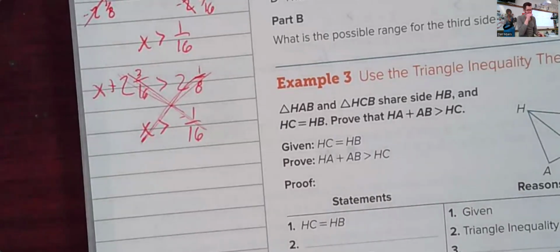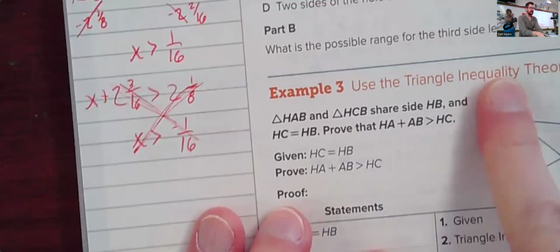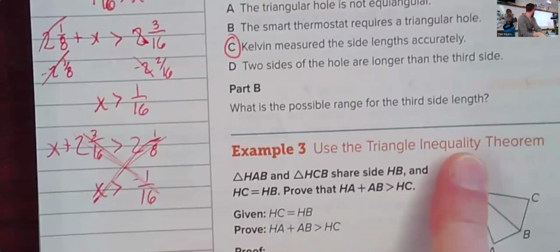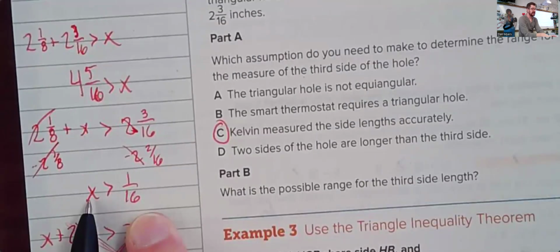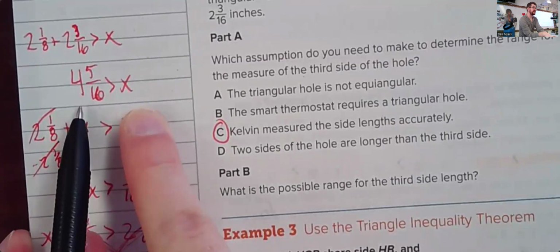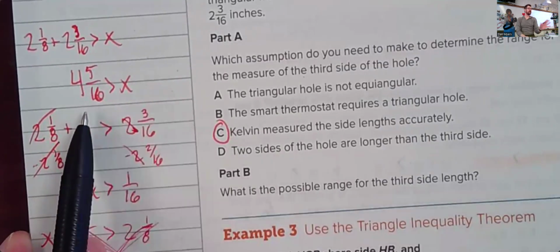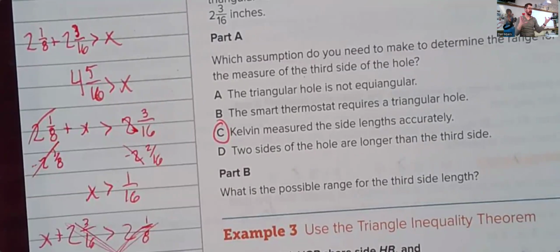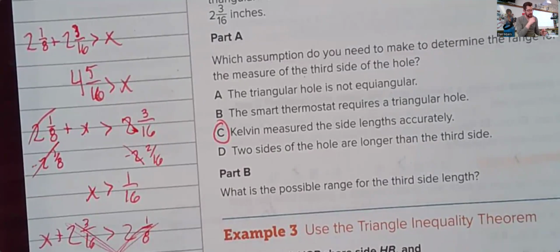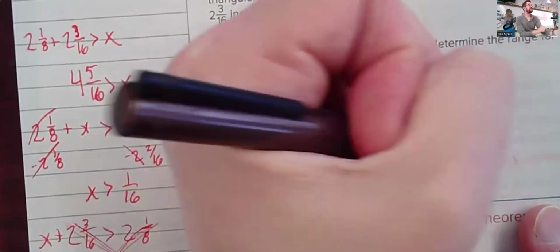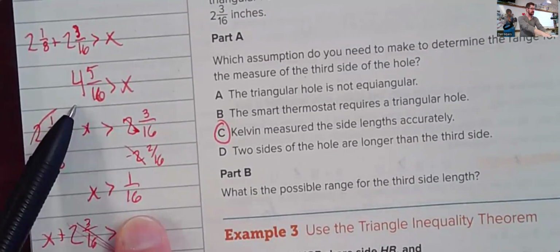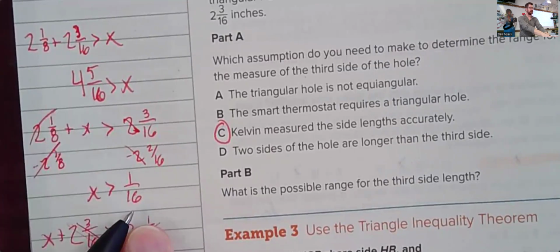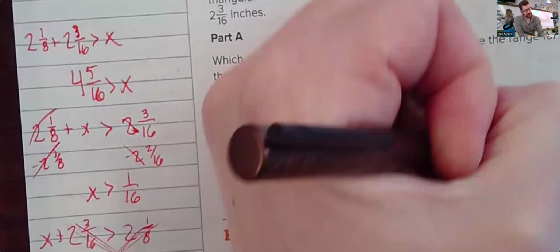So what we're saying here, possible side lengths for the third side, the range. X has to be greater than 1/16 of an inch, and it needs to be less than 4 5/16 inches. And we can actually write this as a single compound inequality. What that means is we can just write it all together. You can write them separately, but you can write it together as well. So the way you'd write it together is you'd say what's the smallest value it can be? Which of these two numbers is smaller? 4 5/16 or 1/16? 1/16. Okay. So 1/16.